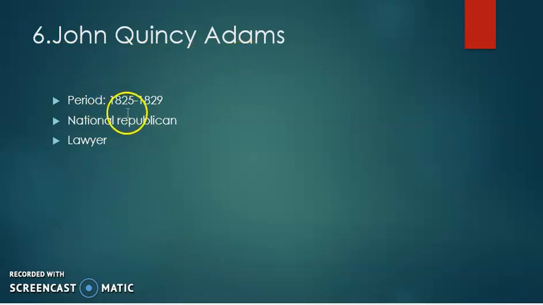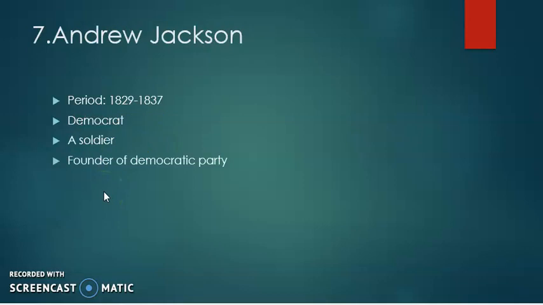The next president of USA, which is the sixth one, is John Quincy Adams, and he ruled the country from 1825 to 1829. He was from the National Republican Party, and he was a lawyer too.